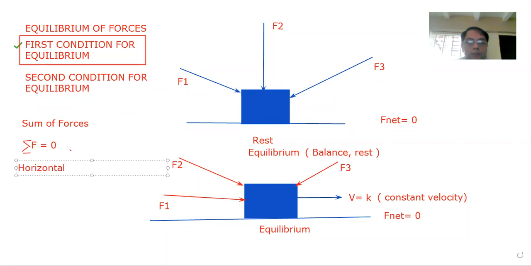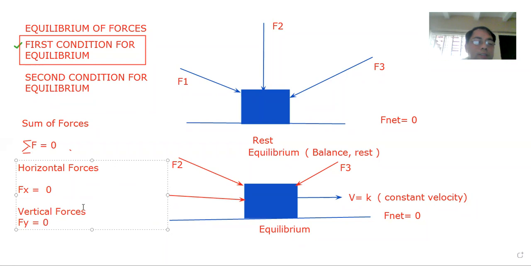We could split it up into horizontal forces, which we usually call Fx. And if the sum of the forces in Fx is 0, then that's one condition that we satisfy for equilibrium. However, there's also another set, which we call the vertical forces, and commonly we term it Fy. If the sum of these forces along the vertical axis is 0 also, then the body will be in a state of equilibrium.